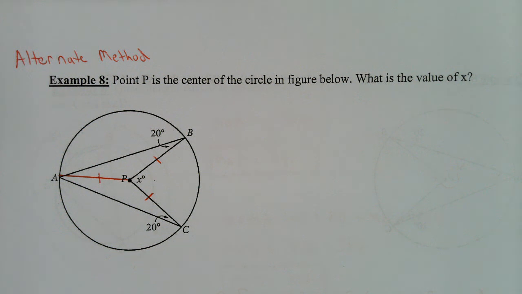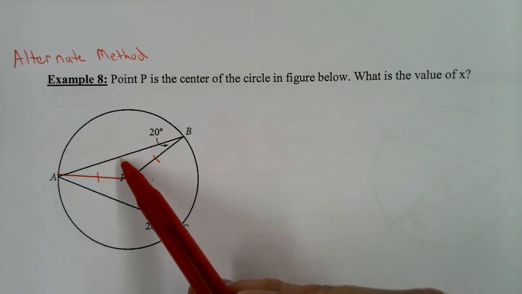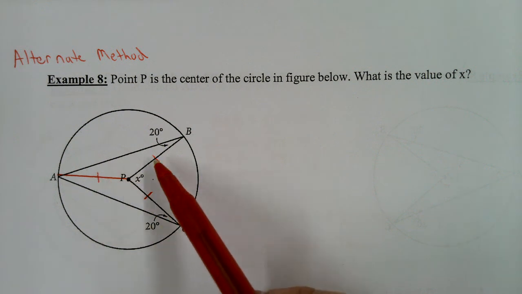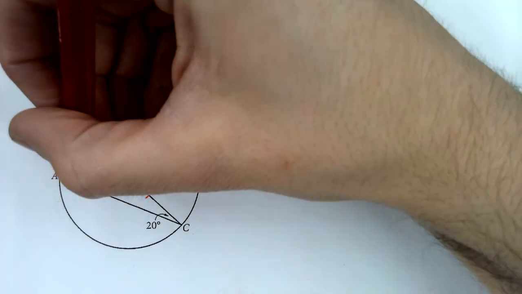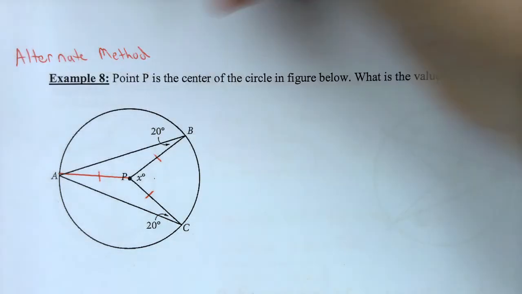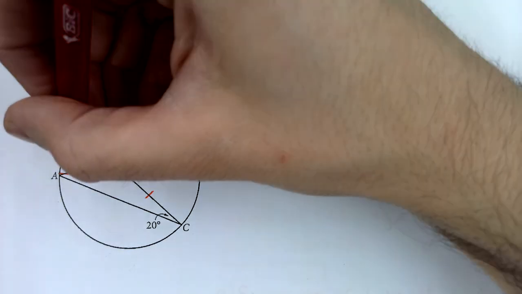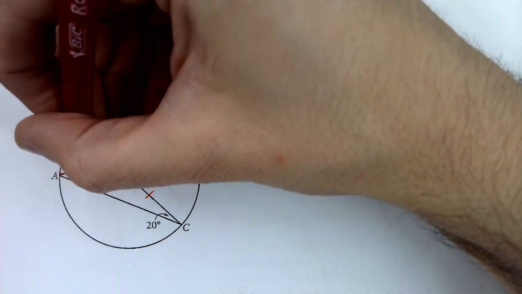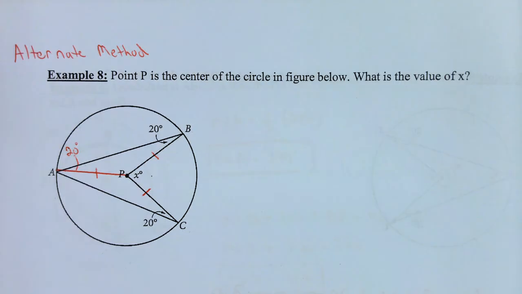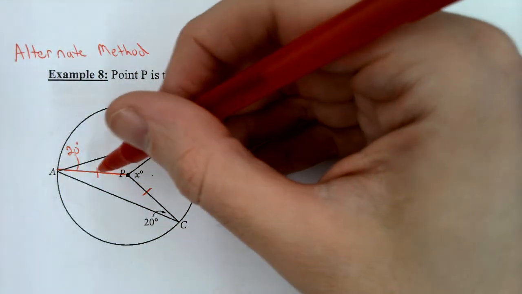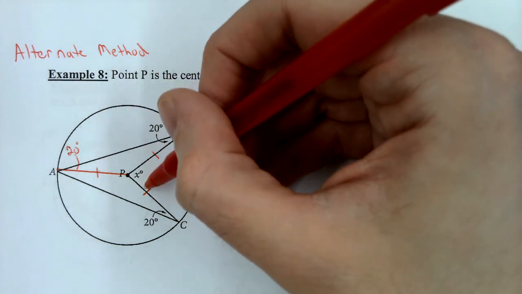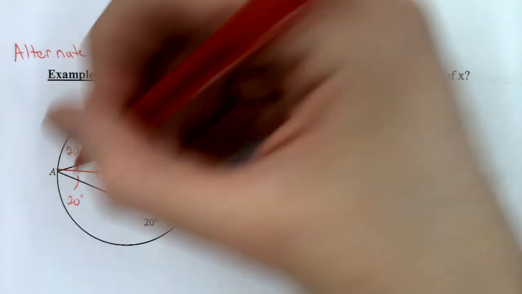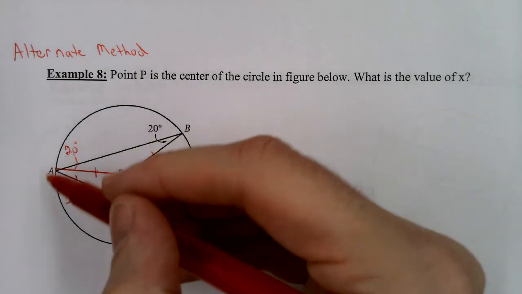Think back to the Isosceles triangle theorem. Let's focus on this top triangle. Since these 2 sides are the same, it means the angles opposite them are the same. So if this angle is 20, then this angle right here is also 20. And if this side equals this side, so it's an isosceles triangle down here in the bottom triangle, then the angles opposite those 2 sides are congruent. So if this is 20, then this angle down here is also 20. So this entire angle A is 40.